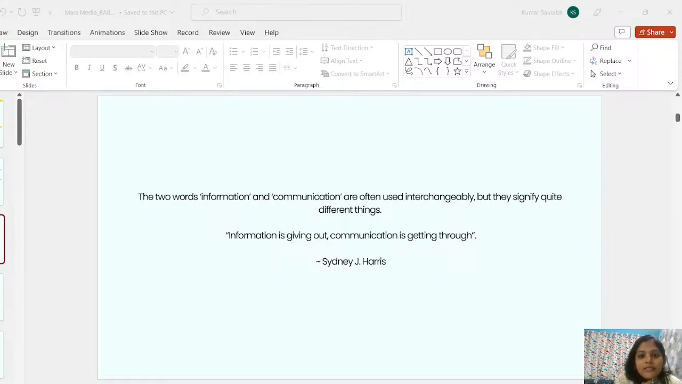It is said by Sydney J. Harris. Now, very important: we sometimes think that I just have communicated with that person and I've said everything to that person, and everything has been communicated. But there is a difference between the two. There is a difference between communication and information.